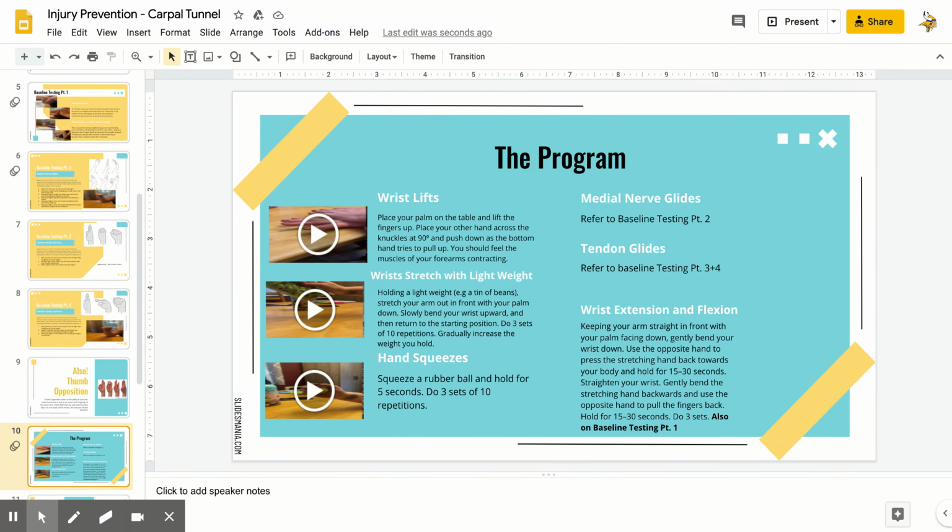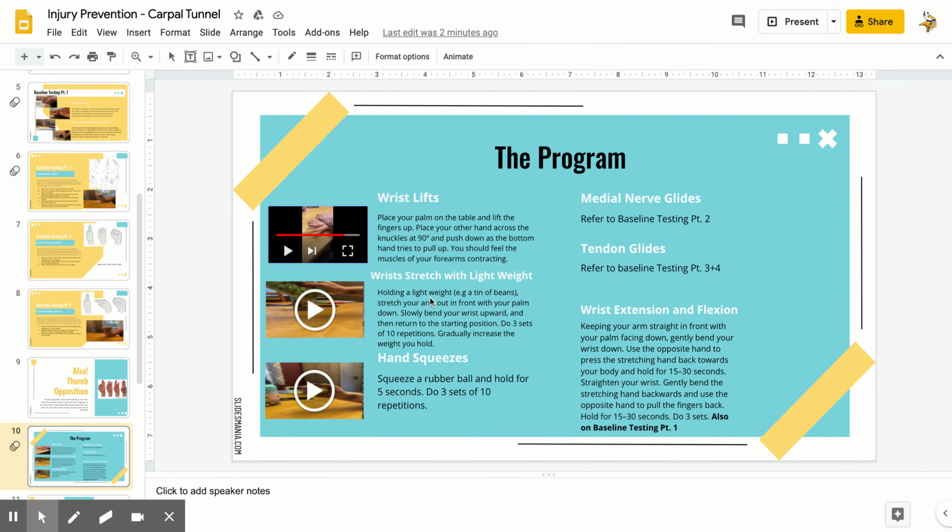For the program, I did wrist lifts, which is where you place your palm on the table and lift the fingers up, and place your other hand across the knuckles at 90 degrees and push down as the bottom hand tries to pull up. This causes force on the tendons while trying to contract at the same time, which can be painful but also beneficial. She said she didn't feel much pain with this, but it felt like she was gaining strength.